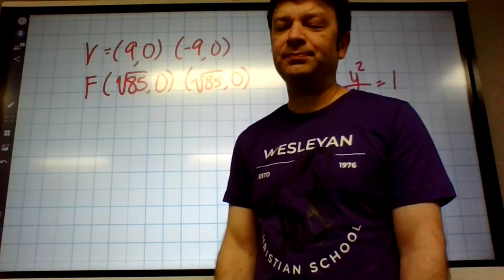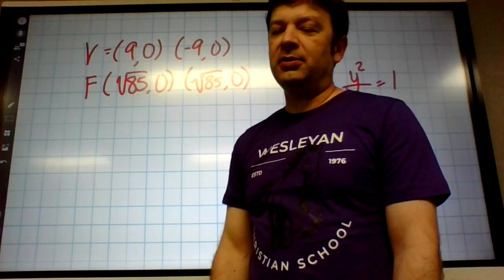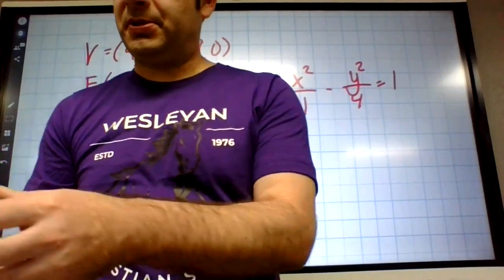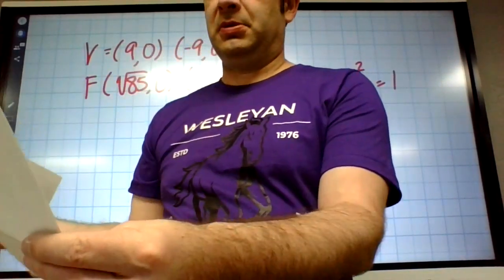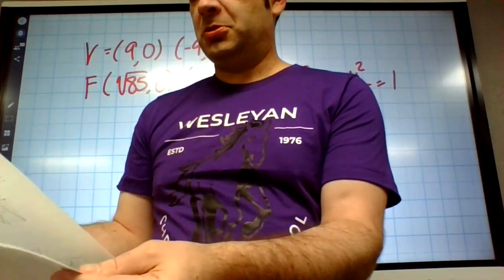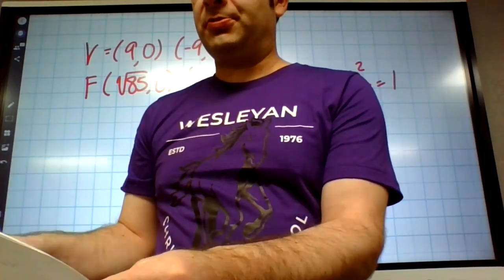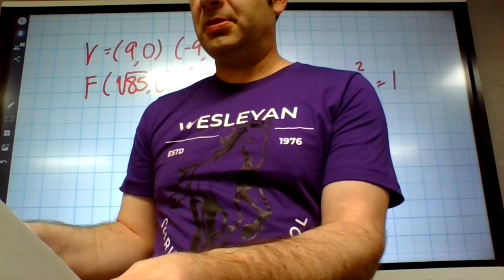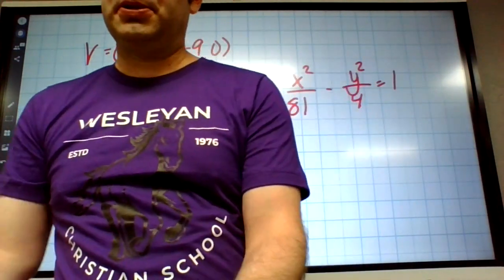Direction of the opening. Well, it'll open like left and right. Let's see what they put. I don't know where their answers are. Left or right. Do we want to write that down? How about we just say which one's the major axis? This is on the axis.